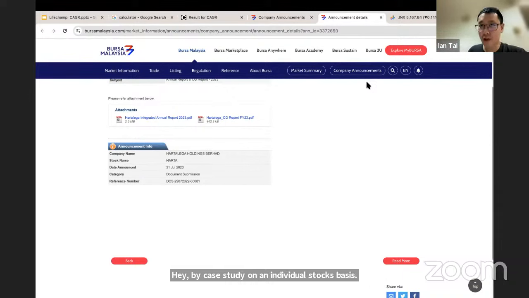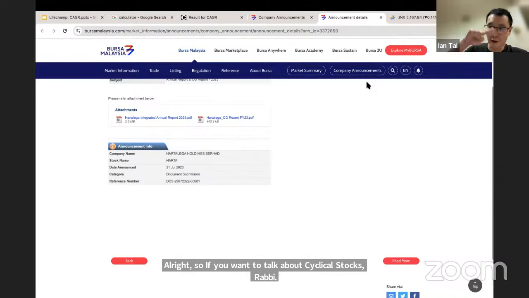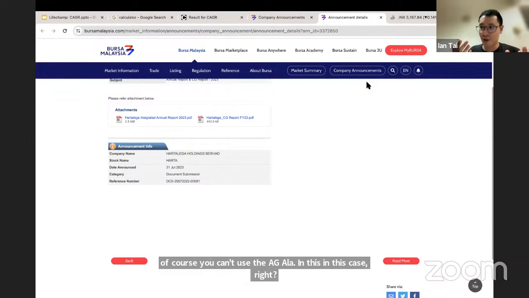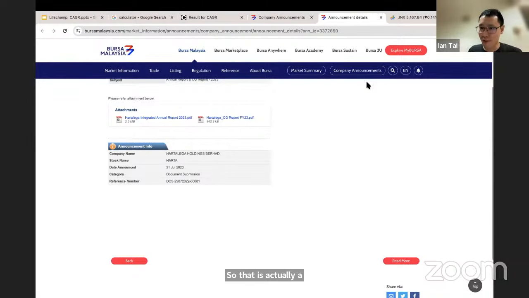If you want to talk about cyclical stocks, whereby cyclical means maybe in the good times, wow, profit looks so nice, and then in bad times, profit declines or even incurs losses, then of course you can't use CAGR lah in this case, right? So that is a reason why investors may not want to invest in this kind of company lor. Because what do investors want?